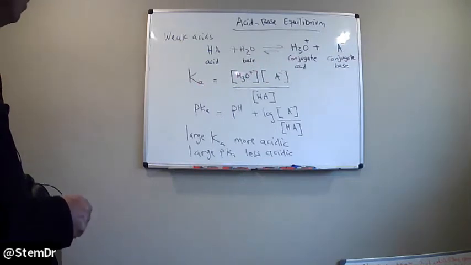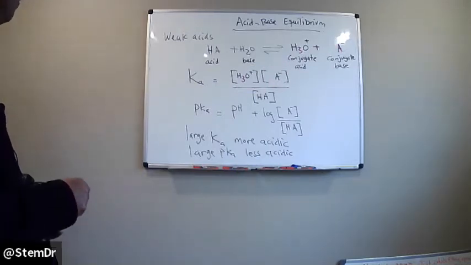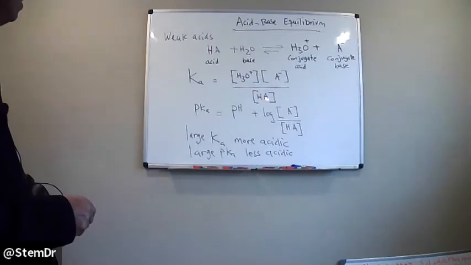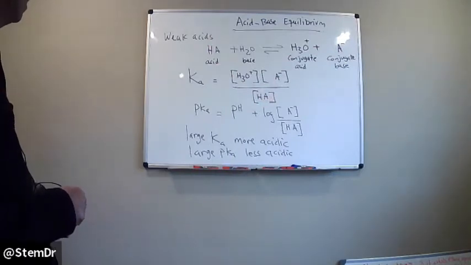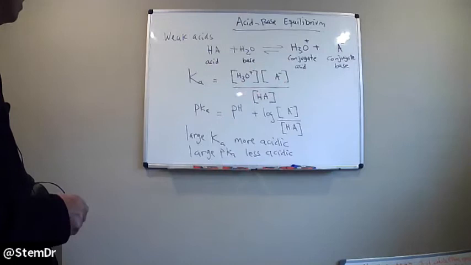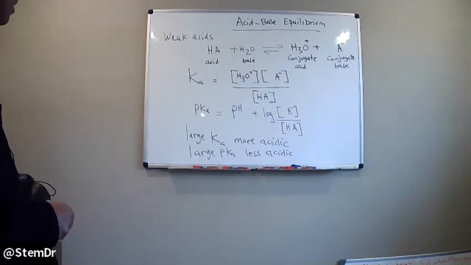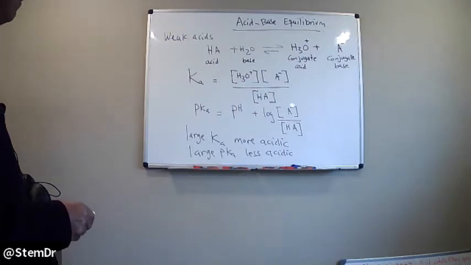a very low number. This is the product of the hydronium ion times the conjugate base over the undissociated acid. The acid dissociation constant can also be rewritten as a pKa value, that means minus log of Ka, which is pKa equals pH plus the log of the conjugate base A minus over the acid.